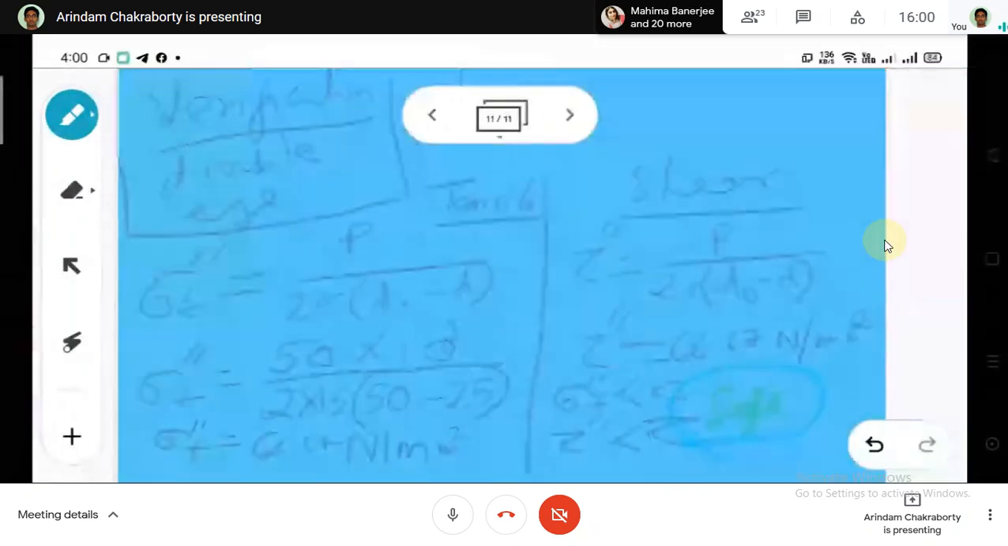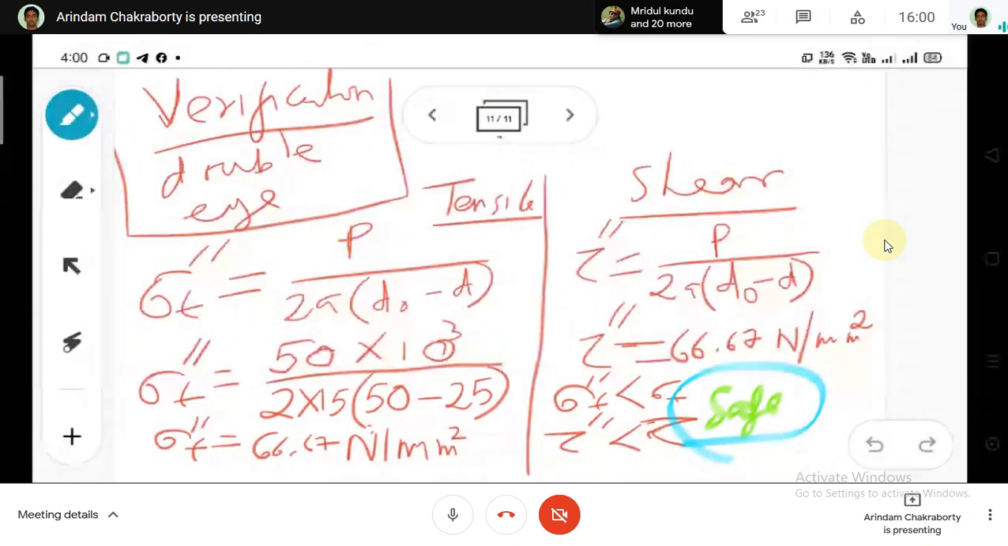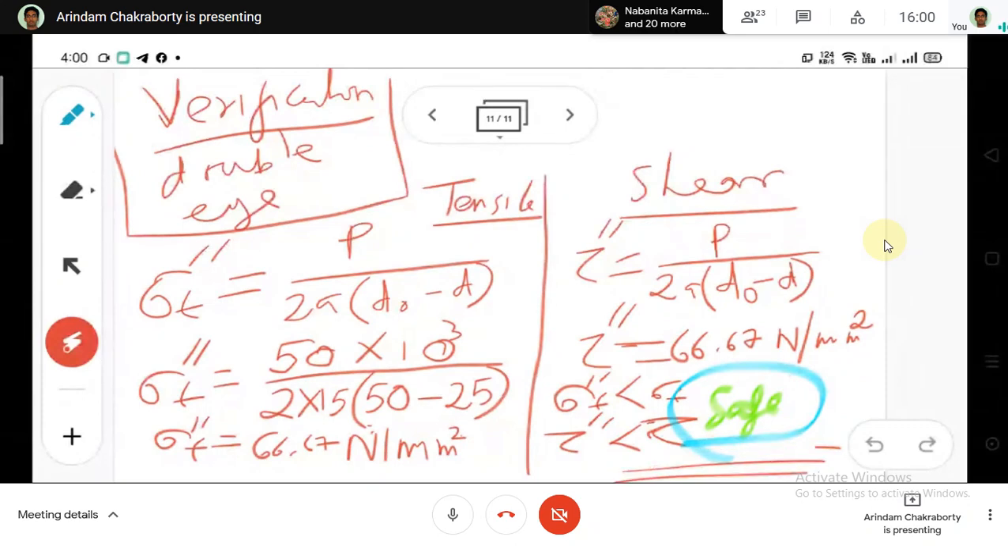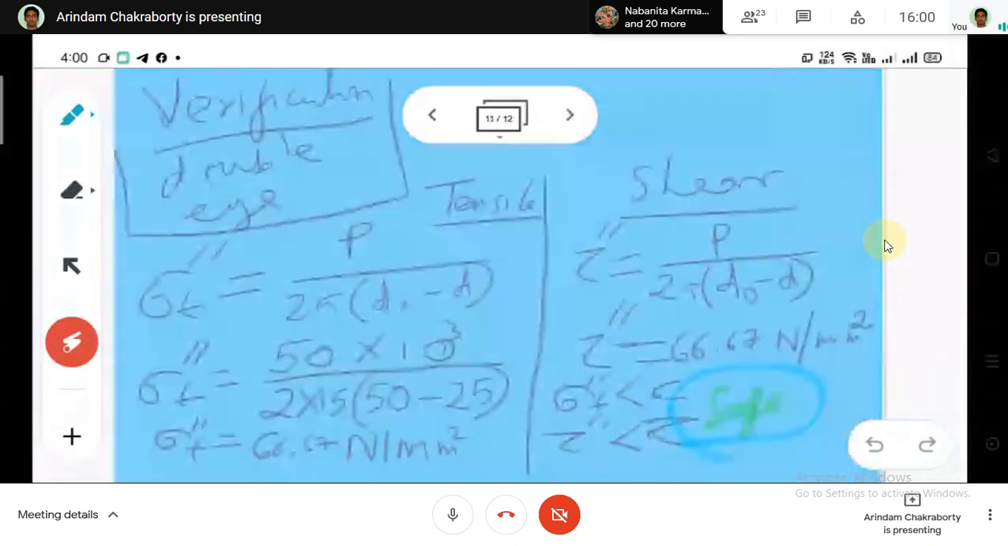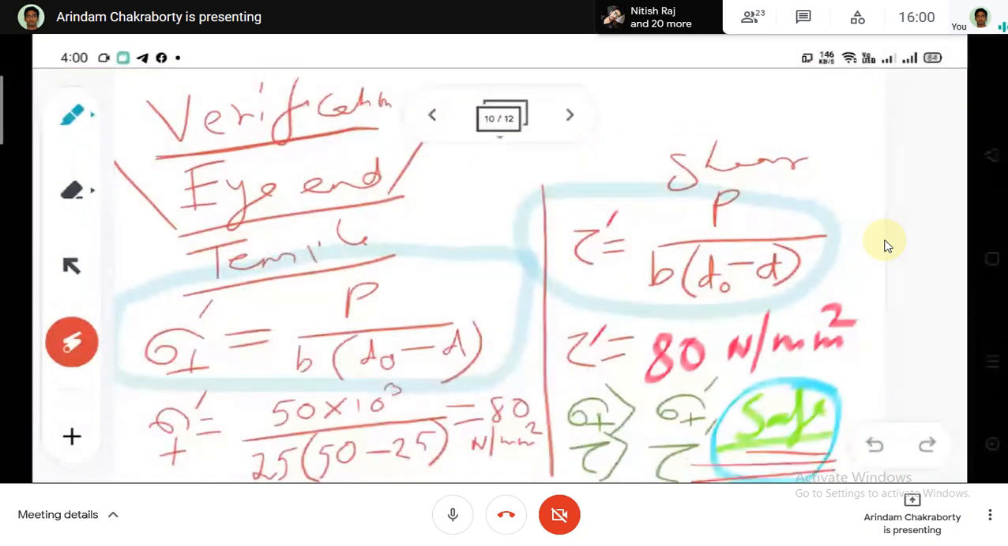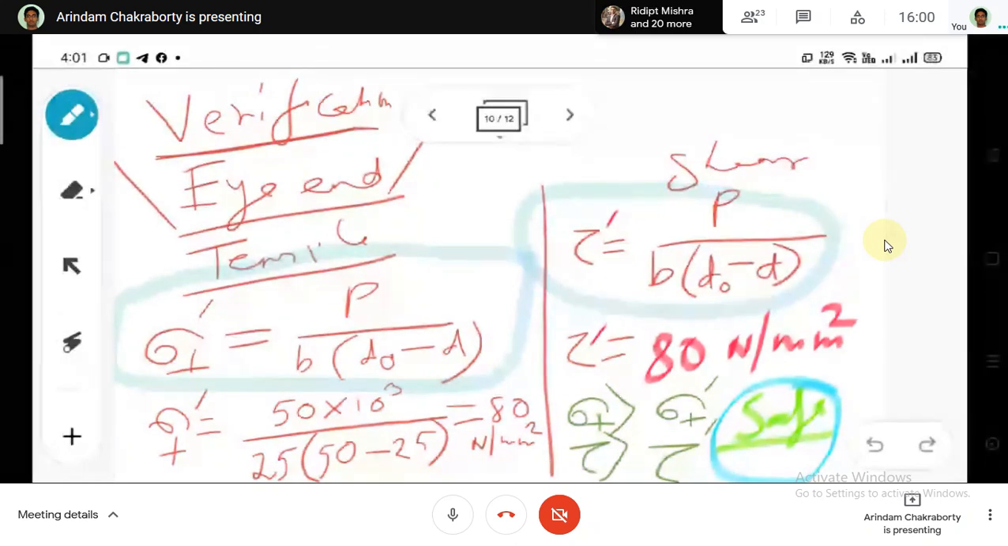Is it clear to you people? That means to certify a design to be safe, this part should be safe, as well as this part should also be safe. Is that clear? Yes, sir. Clear or not? Is that clear? Yes, sir. Fine.